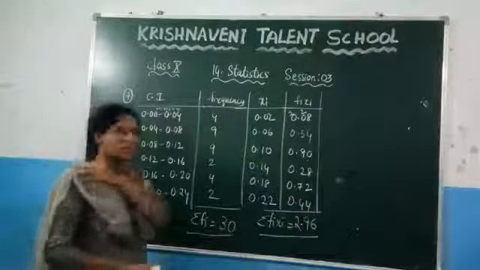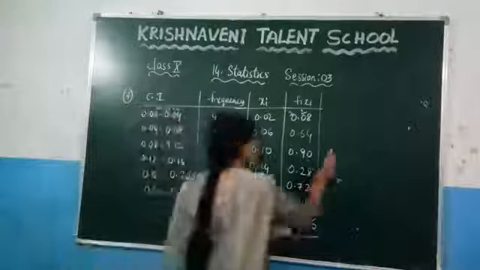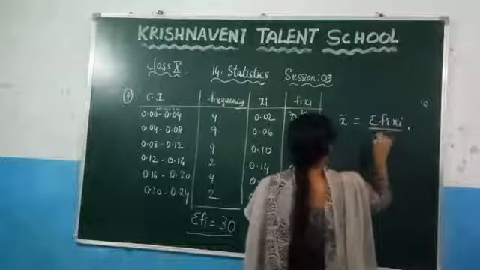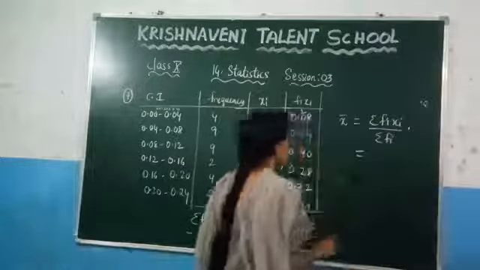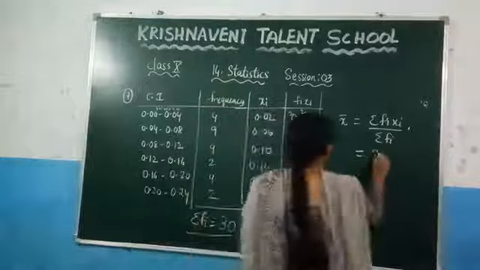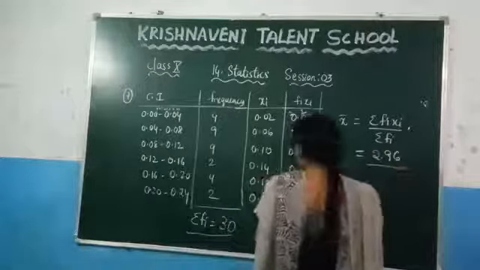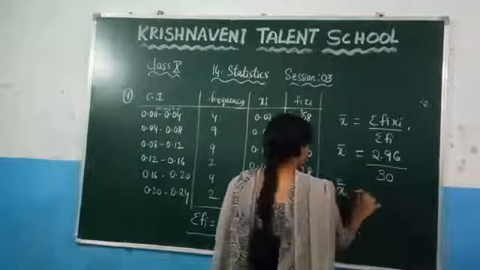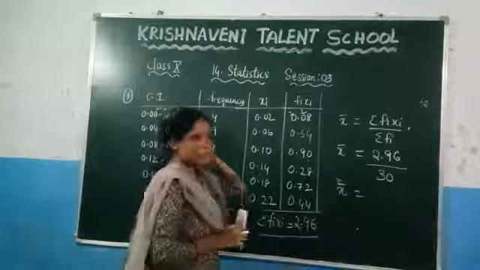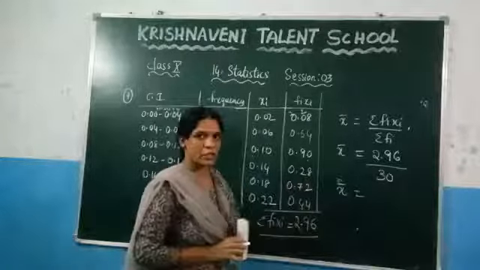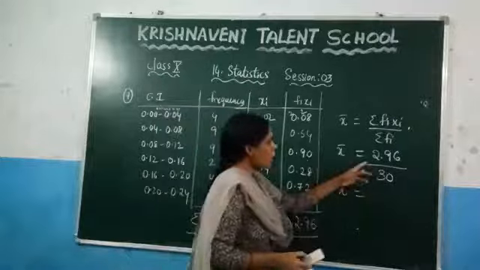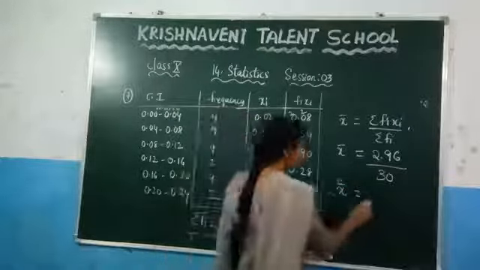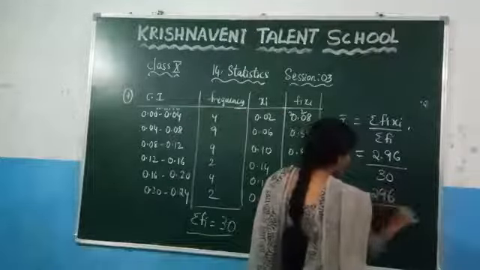Now you need to find the value of the mean by using the direct method. And what is the formula for the direct method? It is sigma fi xi by sigma fi. What is the value of sigma fi xi? It gives you 2.96. And what is the other value? 30. Now you need to divide. Before dividing, let us remove the decimal point, because then the calculation will become simpler. So how do you write this? 2.96 can be written as 296 by 100.